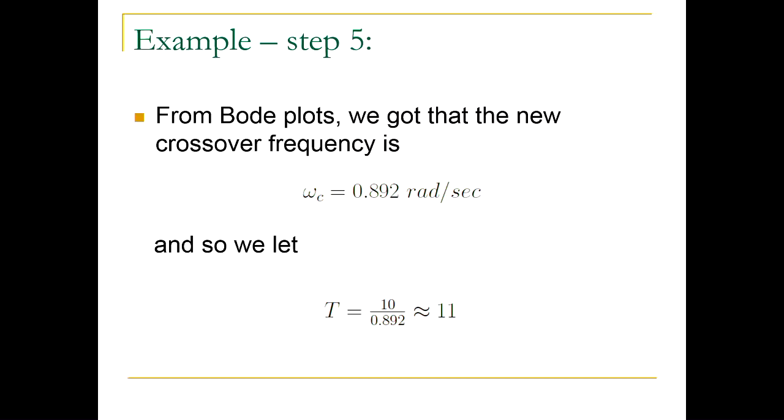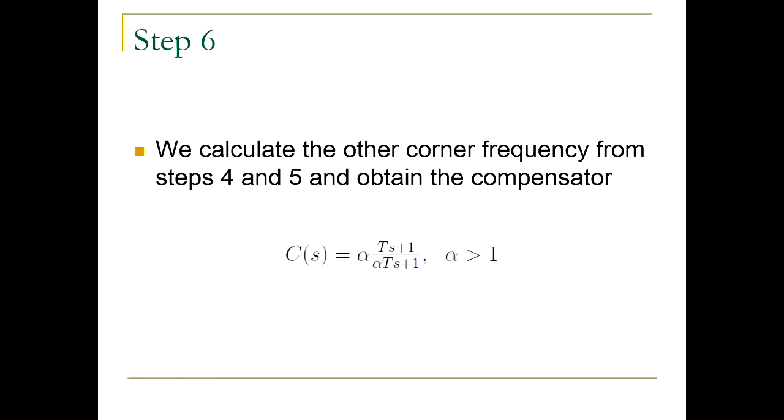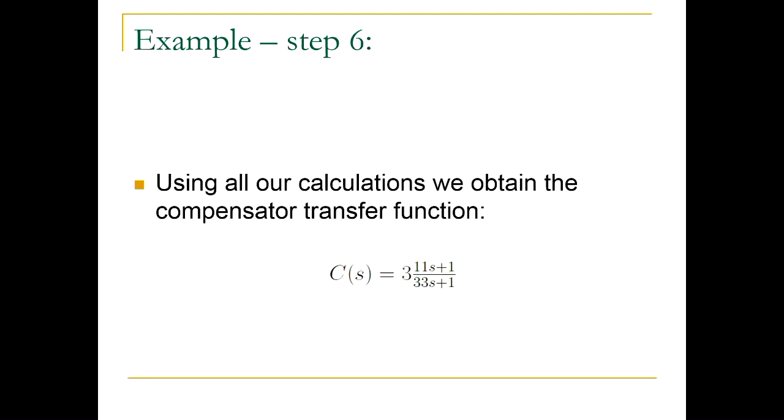Again, you don't have to work with exact numbers. If the corner frequency is much lower than the crossover, that's fine. And then we calculate the other corner frequency from these steps to get the compensator that looks like this. So we substitute all the numbers. This is the compensator we got.